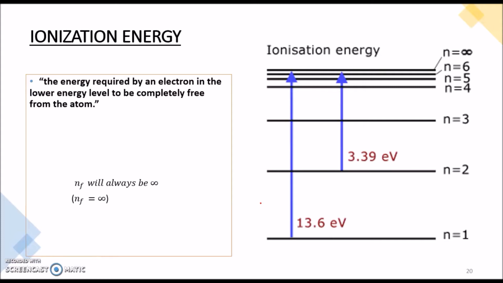So, dia sama juga macam excitation, dia bergerak ataupun transit from lower energy level to higher energy level, but the final energy level will always be infinity. Bermaksud, elektron tu dah keluar terus daripada atom tersebut dan menjadikan atom tu sebagai ion. So, the energy we call as ionization energy. Excitation energy dan ionization energy, kedua-duanya akan absorb energy. Cuma kita nak bezakan. Kalau dia just naik daripada satu level ke satu level yang lain, dia adalah excitation energy. Tapi kalau dia keluar terus dari atom, kita panggil sebagai ionization energy.